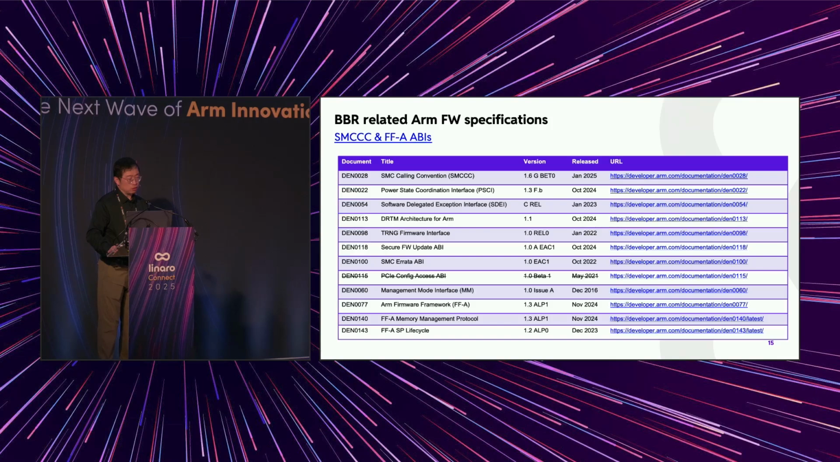The BBR spec also refers to a bunch of specs that ARM produces for the firmware ABIs. So this is like the SMC, FF-A. I'm just putting that in one slide so that you can always refer back and check these different specifications.